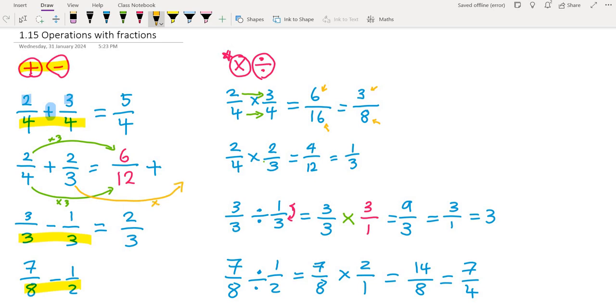We do the same for the second one. We want to make it into 12 again. To make it into 12, we need to times 4. So that's going to be 8 over 12. As you can see now, we have the same denominator. They're both 12. So we can just add the top together and leave the bottom as is. And we want to simplify as much as we can as well.